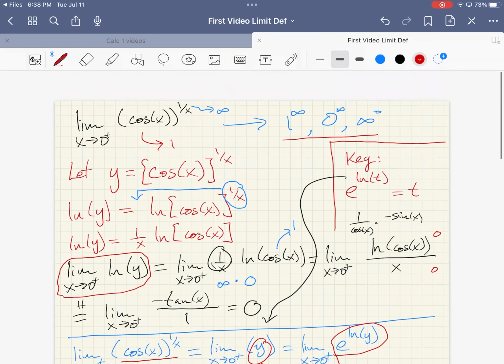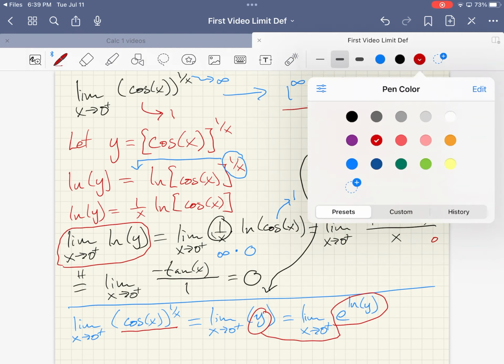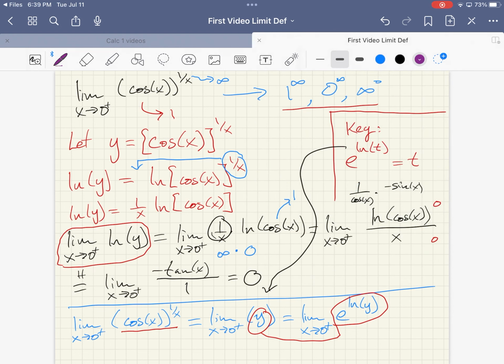So this is a way that we can evaluate a limit that is of either one of these three forms right here, any one of those three. This is the setup. You're going to first let y be the function. Then you're going to take the natural log of both sides. And in doing so, you're going to be able to bring down that exponent. Then you're going to take the limit. So this will be the fourth step.